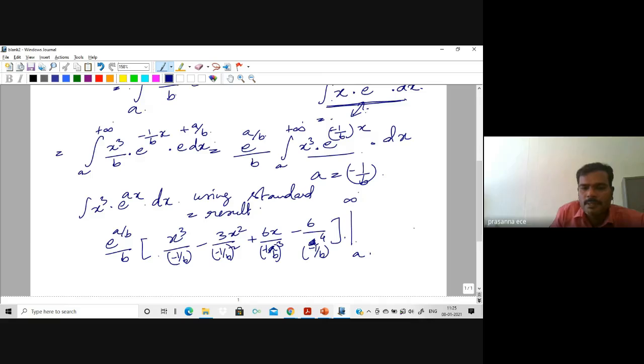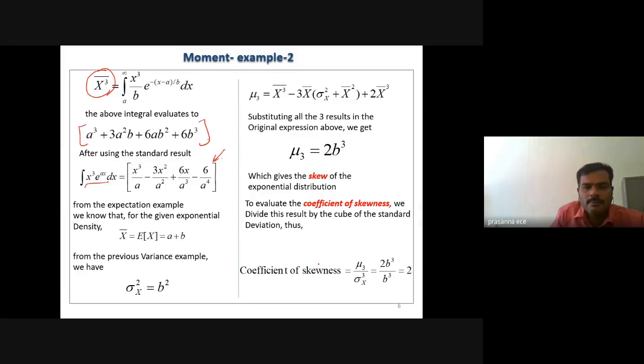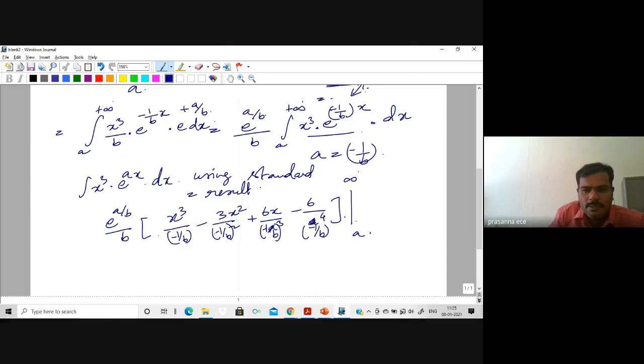Okay, so when you apply this limit, your final expression will turn out to be... I think I missed one e power ax here. So there is an e power ax outside, this is e power ax into these terms. So I'll change that.